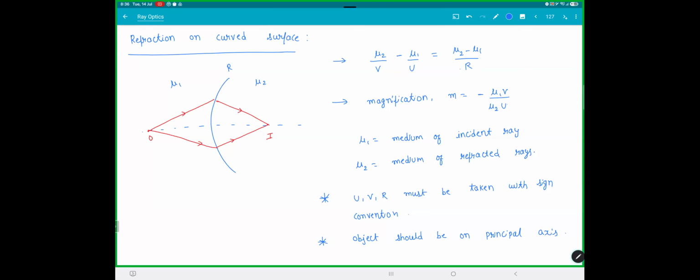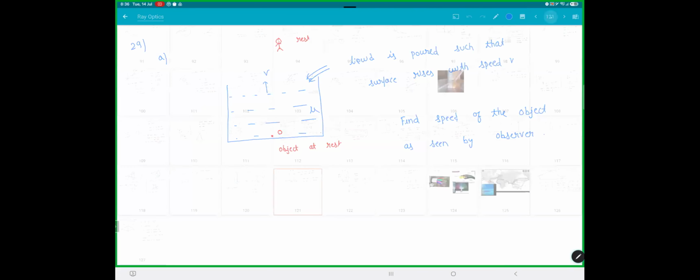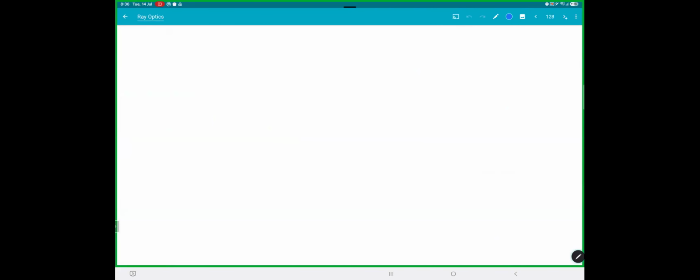Great. So let's see some questions so that you get used to it. Three by two. This is two. The radius of curvature is 20 centimeters. This is the object at 40 centimeters. Find the position of the image.